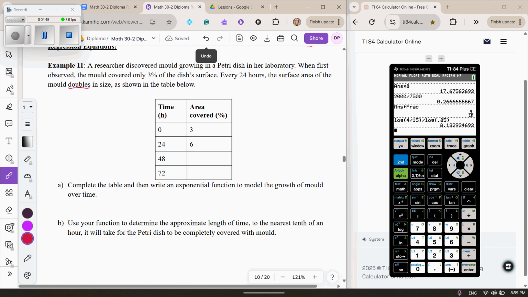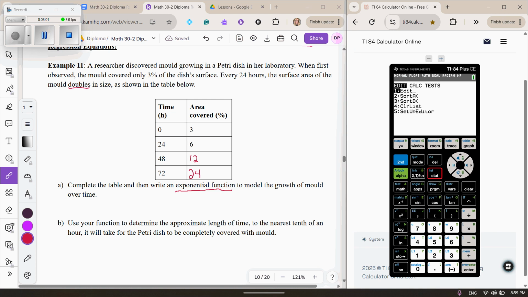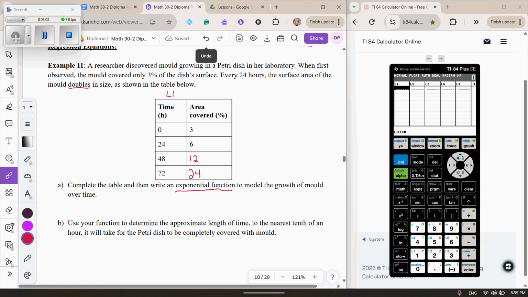Okay, so we have 3, 6. Next one, when it doubles, is going to be 12, and then doubling that is going to be 24. We are now going to take this and put it into our stat editor. So you're going to press Stat, you're going to press Edit. And then in L1, you are going to put the first column, 0, 24, 48, 72.